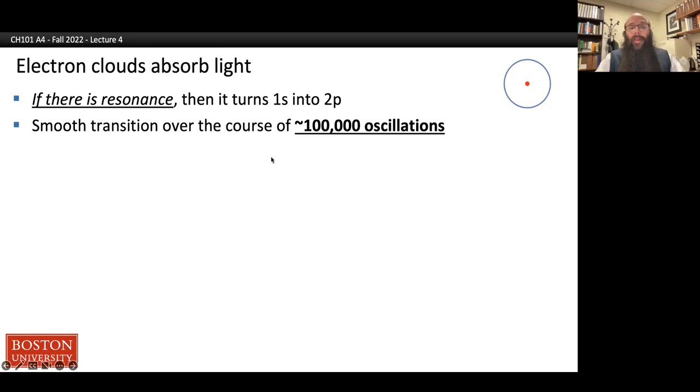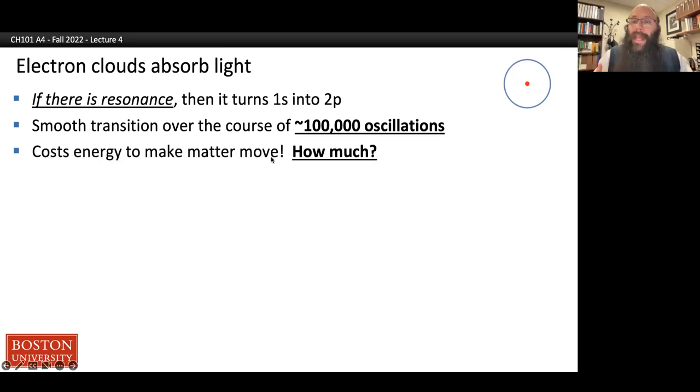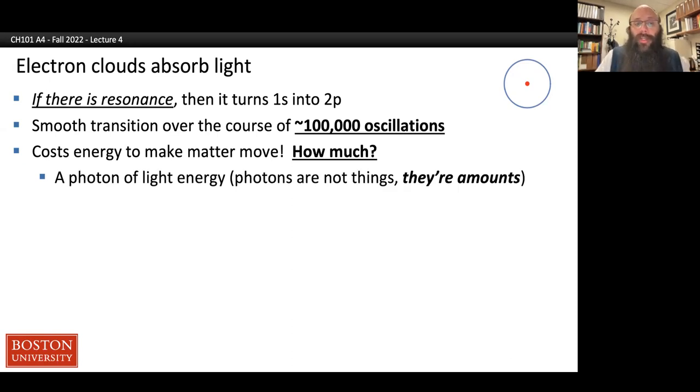100,000 oscillations it takes. But it costs energy, right? The electron wave is changing. Any change involves energy. So how much energy? It's called a photon of light energy. They're not things. Photons are not objects.